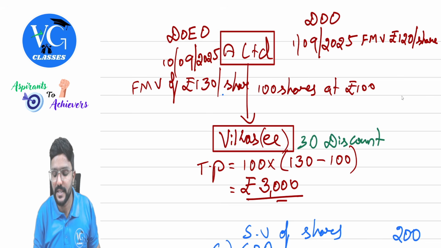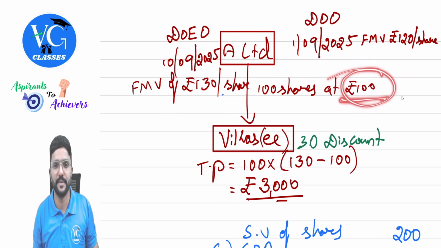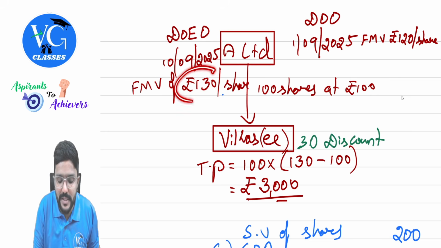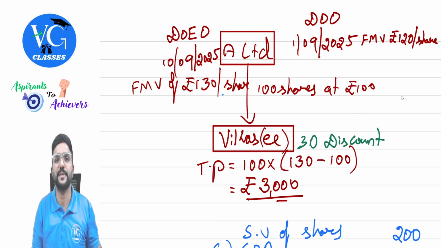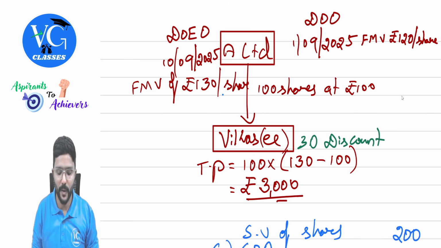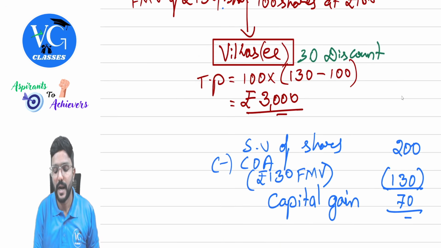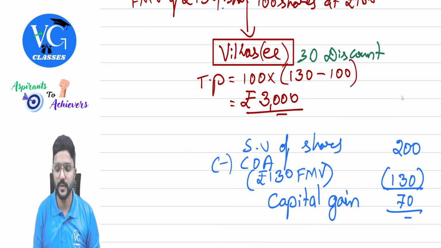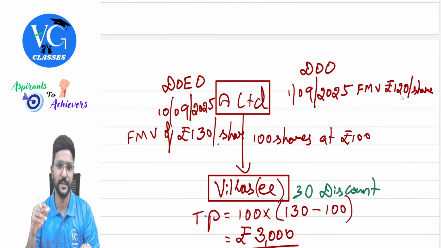And Vikas is purchasing 100 shares of A Limited at a discounted price of how much? 100 rupees. But on the day of exercising the option, what is the FMV? 130. So find out the difference between these: 30 rupees. So Vikas is getting 30 rupees discount per share, guys. So what is taxable perquisite in the hands of employee is 100 shares into 30 rupees discount. So 3,000 would be taxable as perquisite in the hands of Vikas, guys.